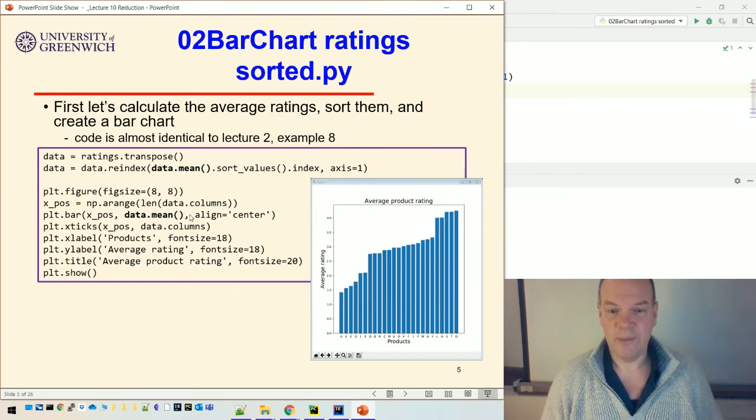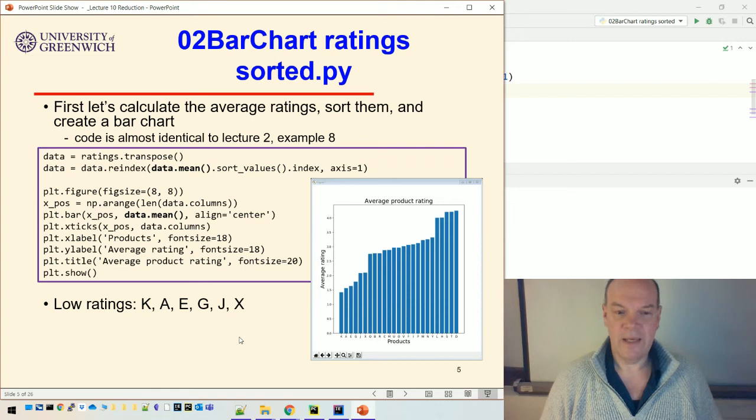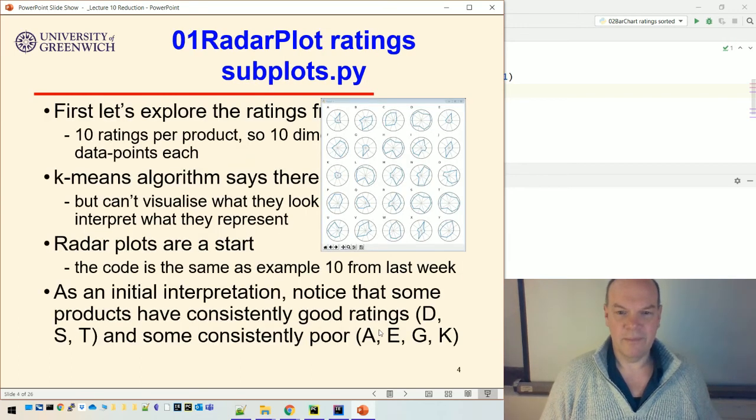Okay, so you can see the products on the bottom, the average rating on the left-hand side, and I don't know if you can see very clearly, but if you look at the product names at the top end and the bottom end, the low ratings are K, A, G, J, and X, and the high ratings are L, H, S, T, and D. So these are the high ratings. You may not be able to read those labels, but those are the high ratings. There's 5 of them there, quite clearly visible, and then there's 6 there. And those almost correspond to the groups that we saw on this slide.